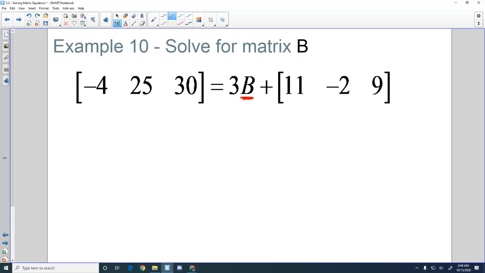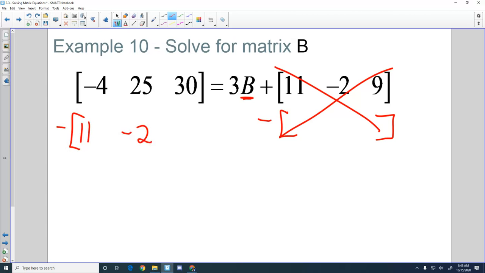The matrix. Why? Because it's being added, right? You always cancel out whatever's being added or subtracted first, just like a regular equation. So we're going to subtract this matrix, which will cancel it out because it'll equal 0, which doesn't do anything. But then I have to do that same operation on the left side. So I'm going to subtract this 11, negative 2, 9.